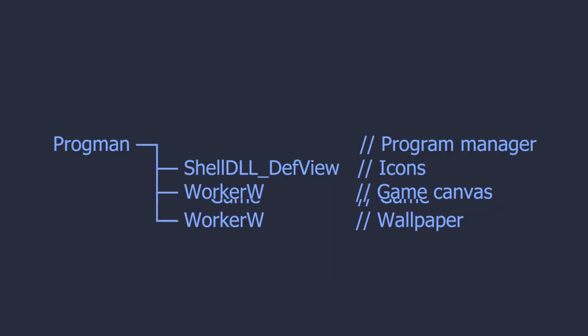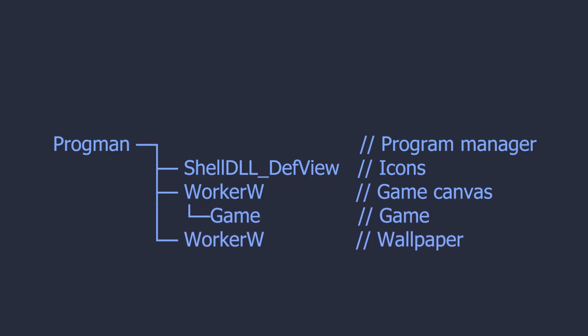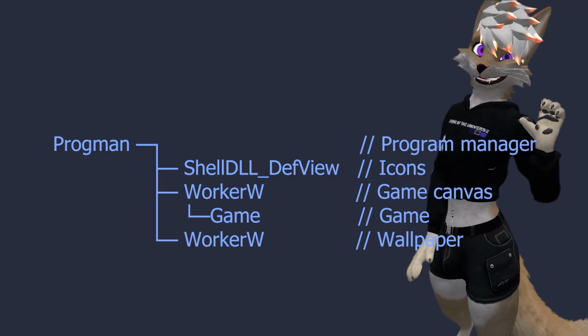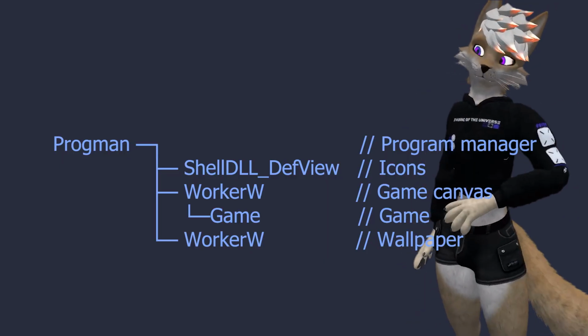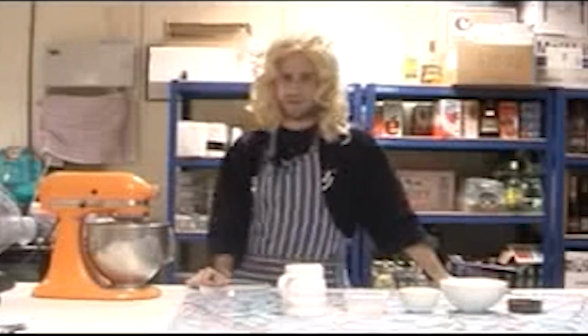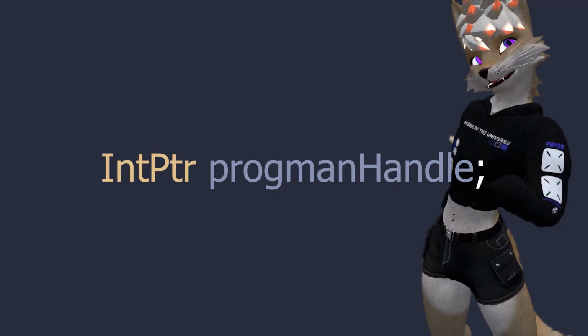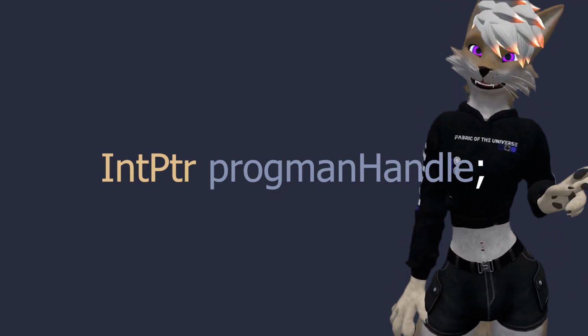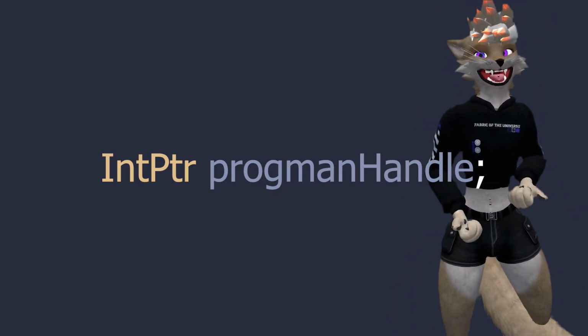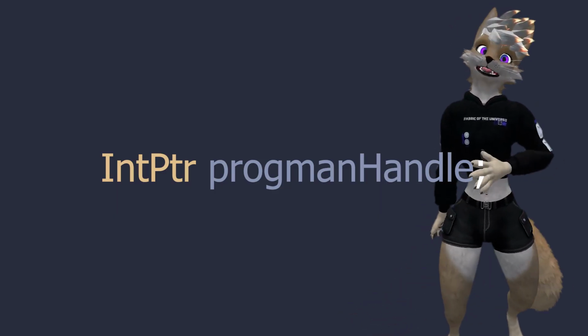From there, we can simply set our game to be a child of that newly created worker window, which will cause it to render between them. That's the plan, but now we have to actually do it. So step 1 of our baking recipe calls for getting the handle for the Progman. This is a pointer variable, which in Windows lets you know where a process, such as Progman, is in memory, so you can do stuff to it.